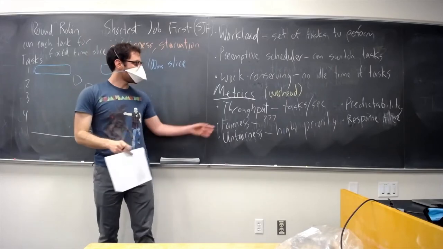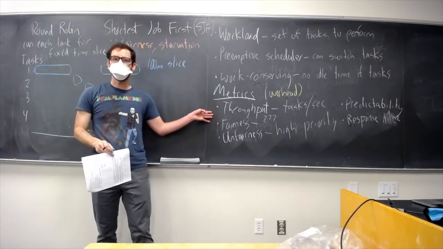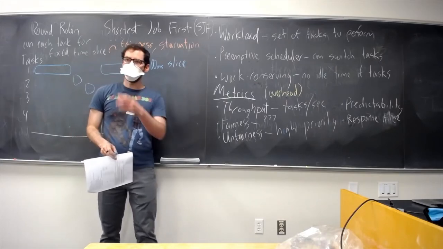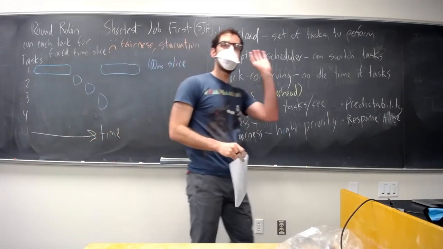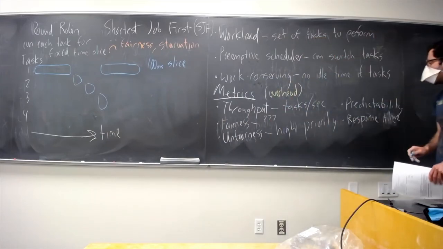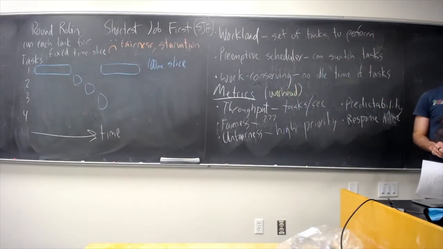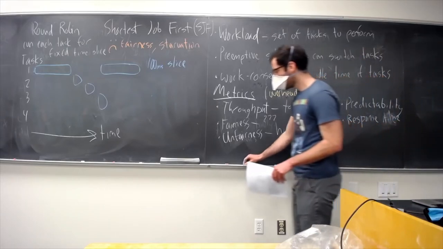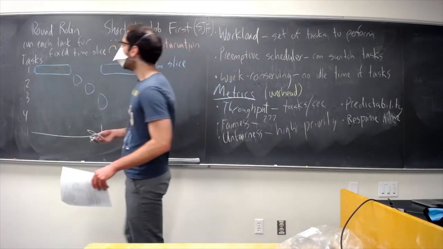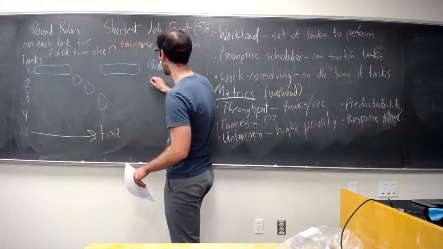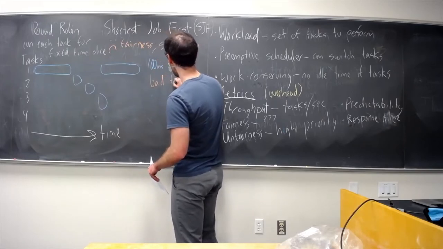So how does round robin do on our metrics over here? It seems pretty bad on predictability because if you have 10 processes running versus 20, it'll take twice as long. So it's really based on what your computer is doing. Like, if I run code, it's insanely variable how long it takes. Yeah, and that's a decent point.